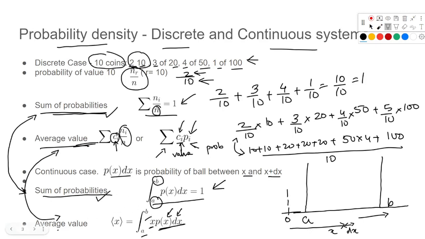You can extend this concept and find the average of any function of x in the system. So the average of any function of x, you write it like this: instead of x, you multiply by f(x), the probability density, and dx from a to b. So if you know the probability density, it's very easy to find the average of any function of x in that system. Now we will use this concept in our study of quantum mechanics.